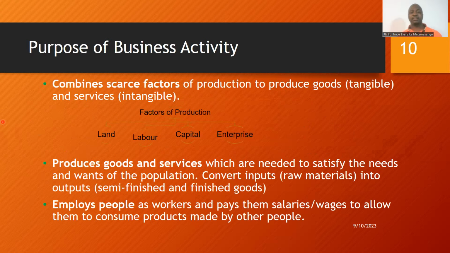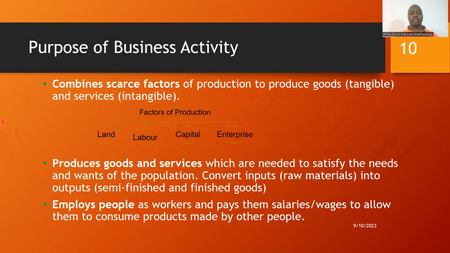So businesses, they have three major purposes of existence. Number one, businesses combine the scarce factors of production, the land, the labor, the capital, and enterprise in order to produce goods, which are the tangible products, and services, which are the intangible products. Tangible meaning to say you can see, touch, or feel them. For example, a laptop, you can feel it. You can touch it. You can quantify such a product or products.